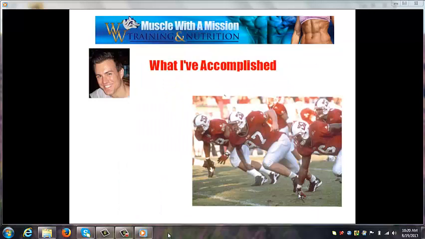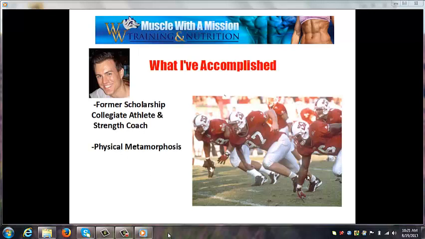So a lot of people say, well, who are you? What have you done? What have you accomplished? Just a little bit of very brief, and I emphasize brief, background info on me. I'm a former full scholarship collegiate athlete, played football. Here's a picture of me. This is back in the '98 season against Florida State, actually. And strength coach. And when I finished playing ball, I lost about 50 pounds of fat and have tinkered and adjusted my physique since then over the last 12 years.